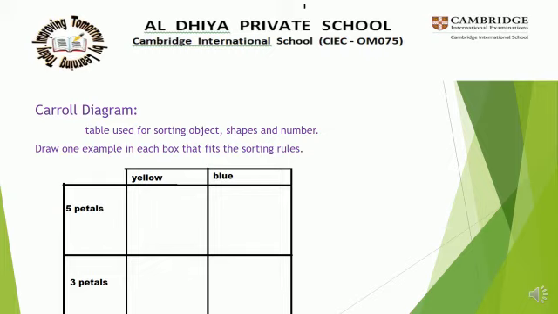In the first, you can see in the first box they have written 5 petals. Above that box what they have given? Yellow. So you have to draw a flower that should be in yellow color with 5 petals. See here. This is fulfilling the sorting rule, no? So I have drawn a flower with the 5 petals and in the color of yellow.